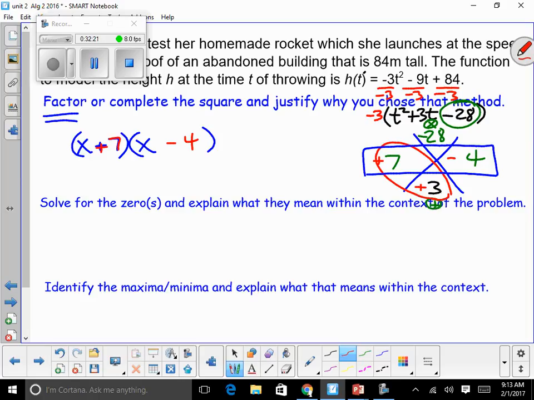All right, here's the deal. I got my factored form. Now, some people just leave the x there. No. You haven't factored it until these two guys are in parentheses.